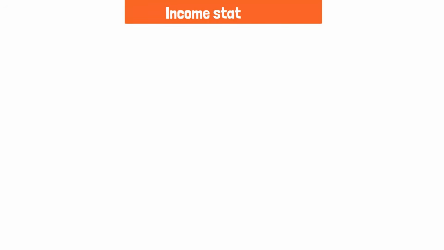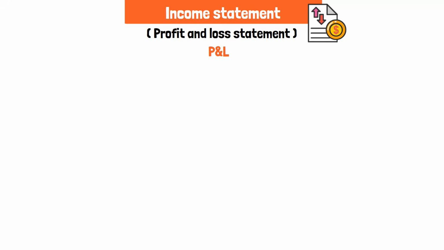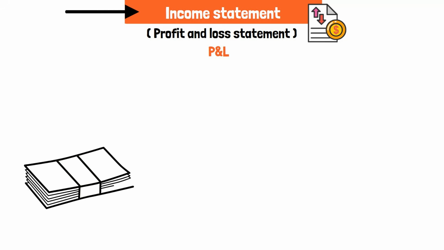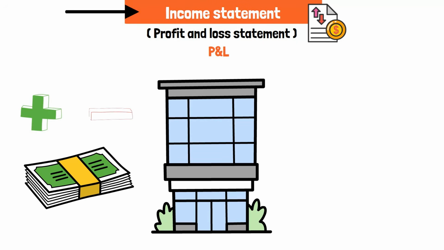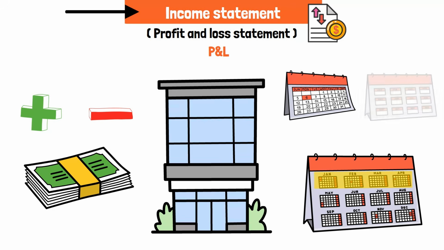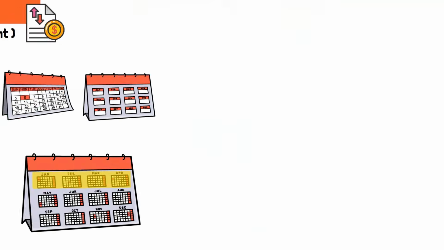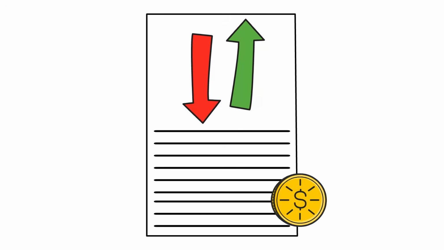The income statement is also known as the profit and loss statement, or P&L for short. The statement shows you how much money a business made and spent over a specific period, like a month, a quarter, or even a year. Here's a simplified structure of an income statement.